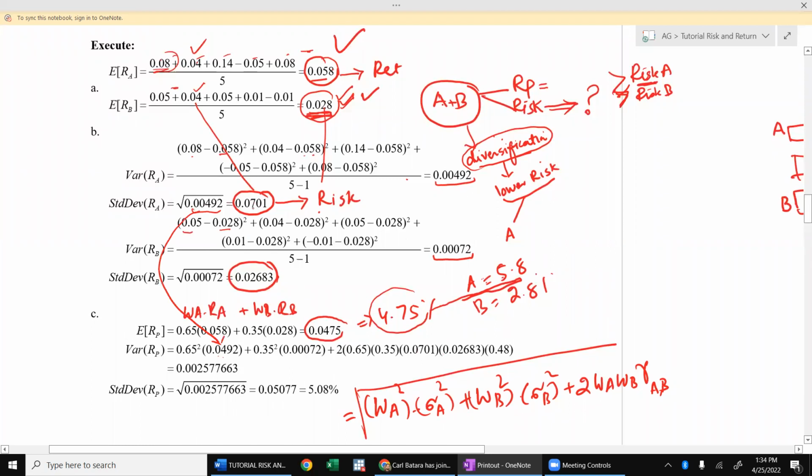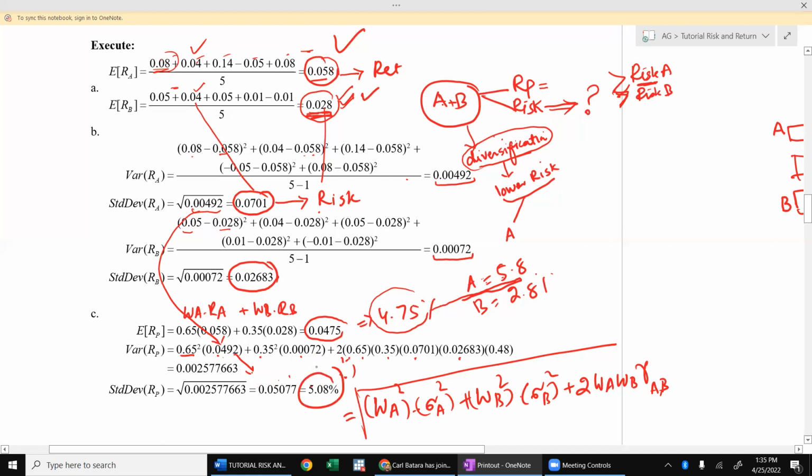You can also use 0.0701 squared, and 0.0268 squared. So weight of 1 squared, standard deviation of 1 squared, weight of 2 squared, standard deviation of 2 squared, plus 2 times weight of 1, weight of 2, standard deviation of 1, standard deviation of 2, and the correlation. And if you see, the answer is 5.08%.